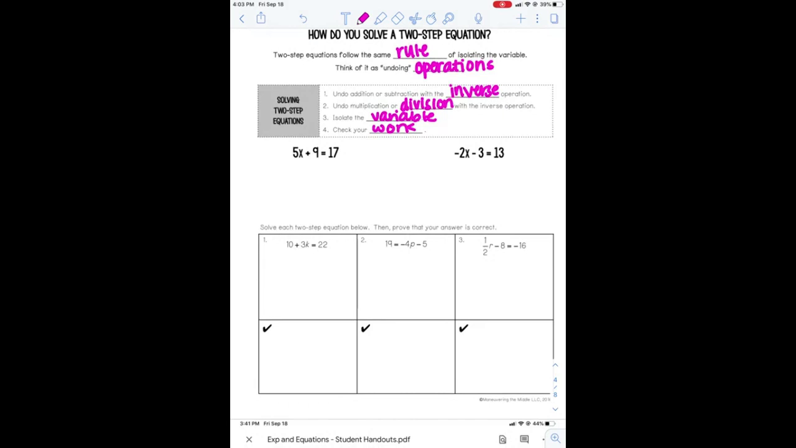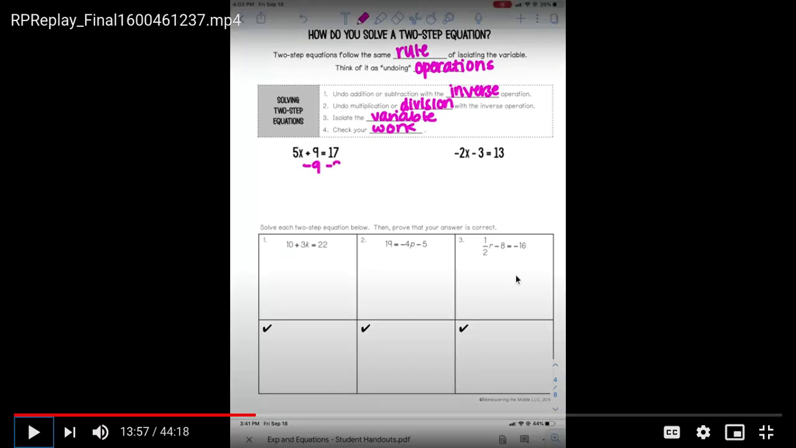So I'm going to work through two examples up at the top here. The first thing I do is I notice that I'm adding a 9. And if you look up here, step 1 is undo addition or subtraction. So I'm going to undo that addition right there by subtracting a 9 from both sides. So I'm going to get 5x on this side because 9 minus 9 is 0. 5x equals 8.